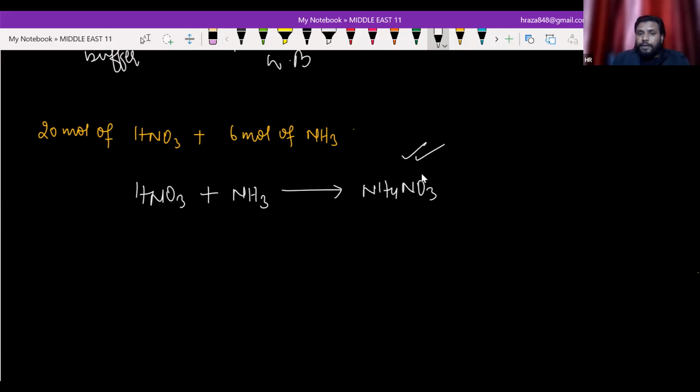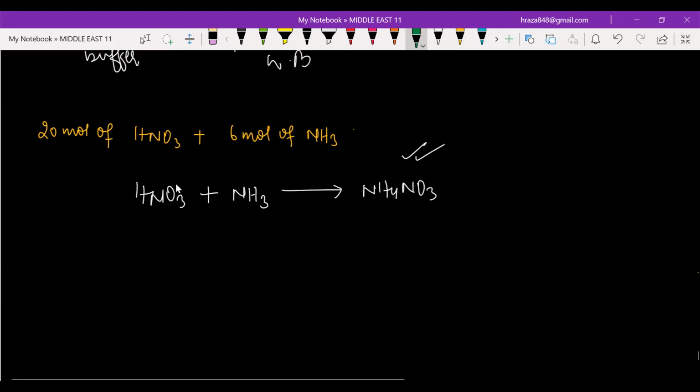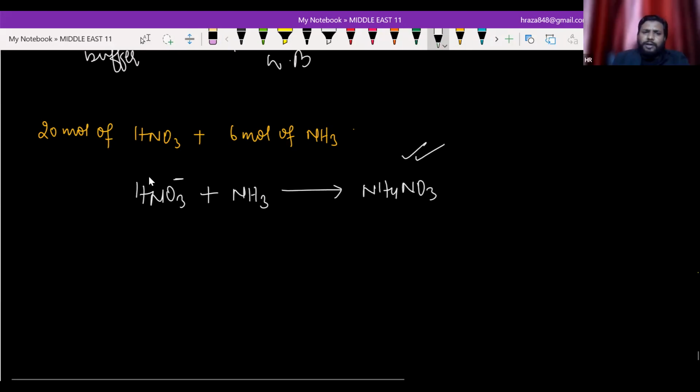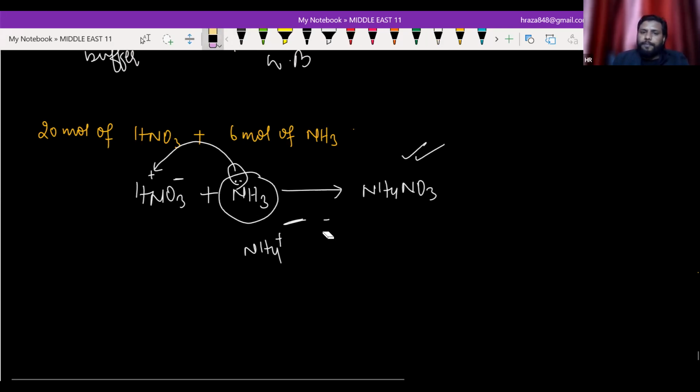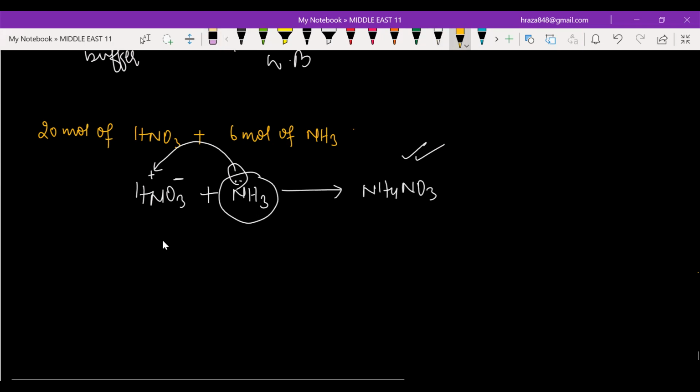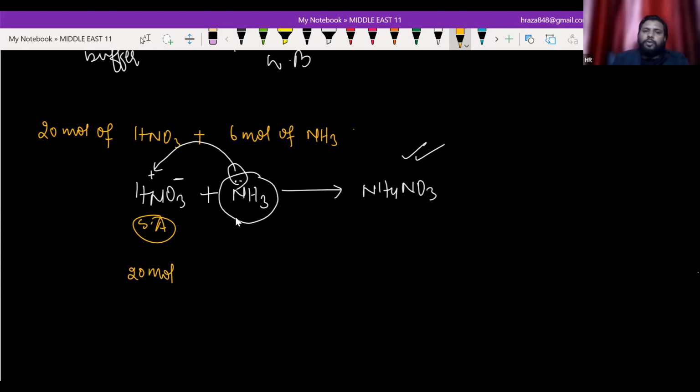If water will be present, then H2O will be there. This is negative, this is positive, so this will give electron to this, so it will form NH4 positive, and here it will be NO3 minus, so this will combine to form NH4NO3. See, this is a strong acid. Now 20 mole of HNO3 will combine with 6 mole of NH3. Will it form or not? What do you think?